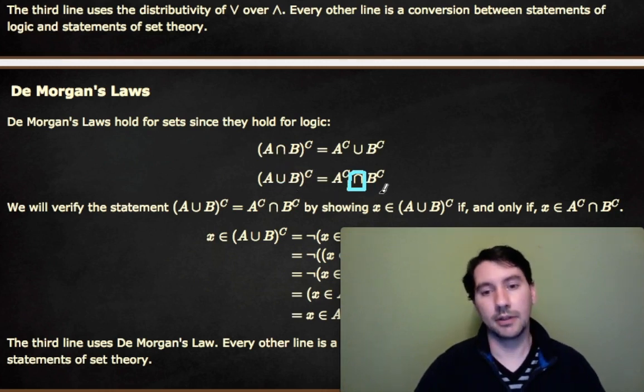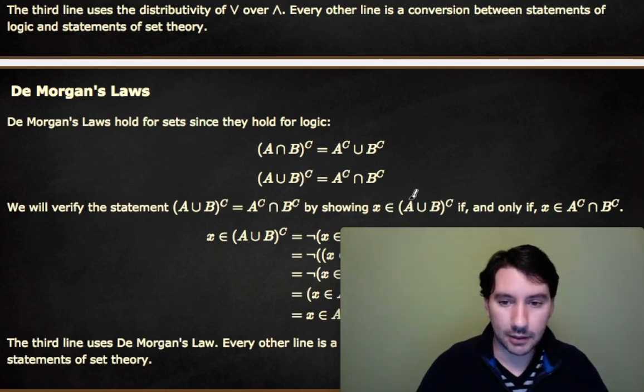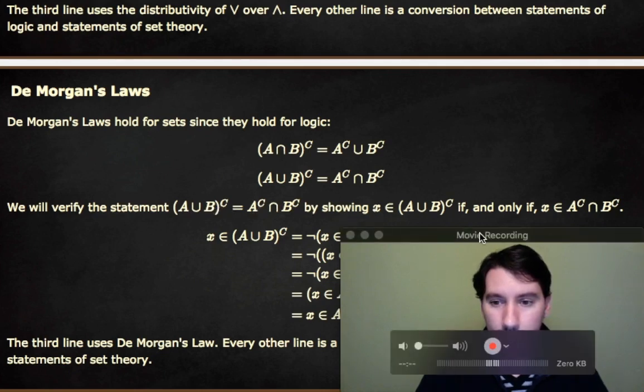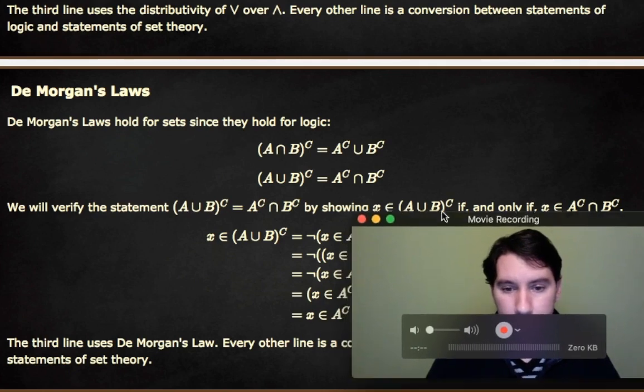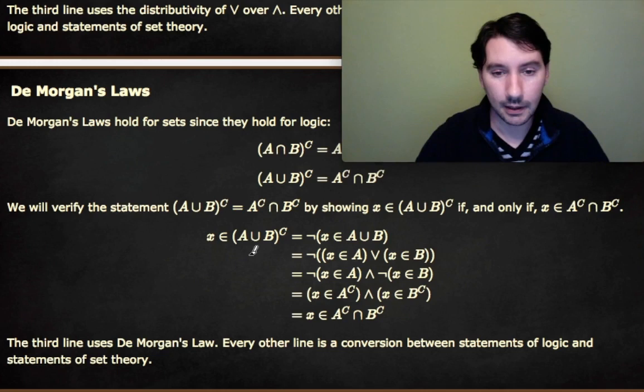So that's the thing you really got to remember, is when you distribute a complement by De Morgan's law, you have to flip over the inside. And we can verify this statement. We're going to do one of them. So we're going to show that A union B complement is equal to A complement intersect B complement by showing, again, that the two statements are logically equivalent.